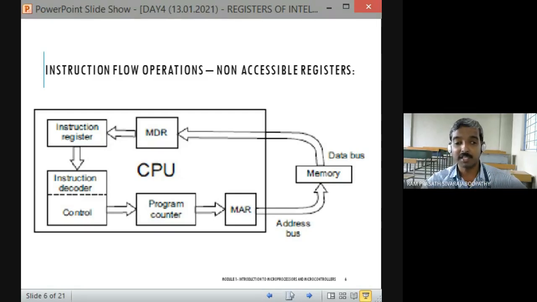So can you people type in the chat what the size of MAR, MDR and the instruction register is? Quick, type a little faster. How many bits is the MAR register, how many bits is the MDR register, and how many bits is the instruction register? Kindly specify, type in the chat.